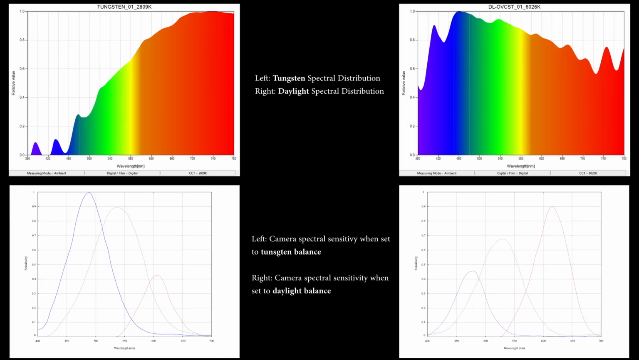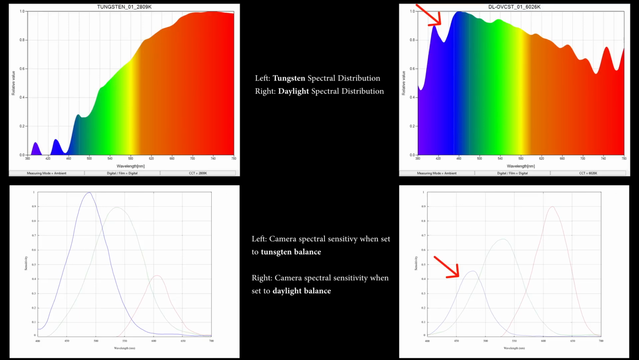When balancing to tungsten or 3200 Kelvin, the camera sensor becomes less sensitive to the higher end of the visible spectrum in order to pick up less of the red and orange which are overly present in tungsten lights. Likewise, when balancing to daylight or 5600 Kelvin, the camera becomes less sensitive to the lower end of the visible spectrum in order to pick up less blue light, which is more abundant in sunlight. So that's the technical side.